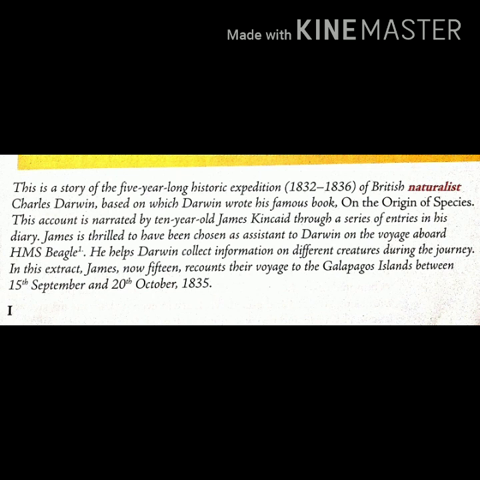So, as I've told you, James Kincaid, being a 10 to 12, 15-year-old boy, and an assistant to Darwin, is writing all the information that was collected by Charles Darwin on his expedition, on his voyage, or you can say journey on different islands. So he's writing all the information in his diary.